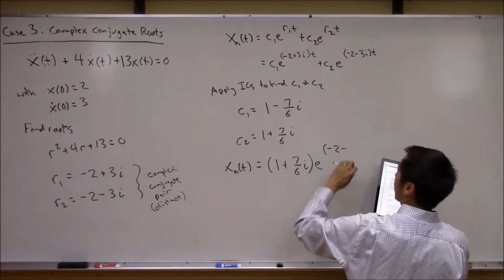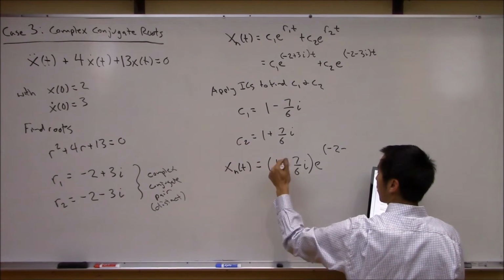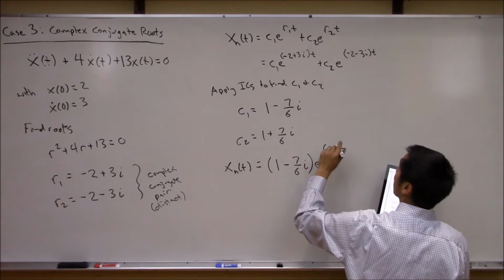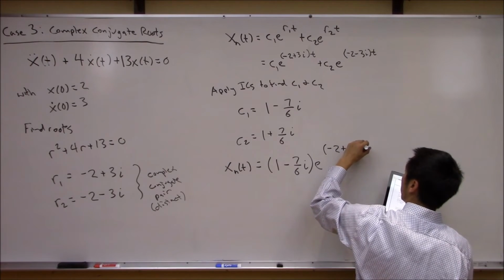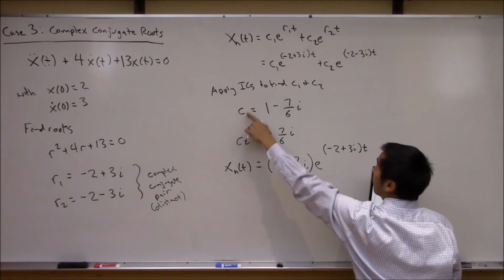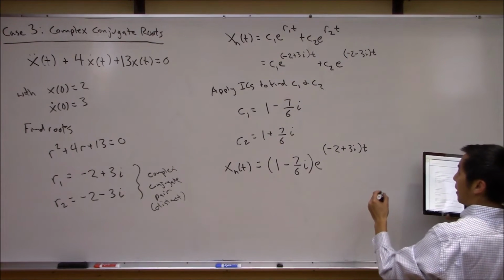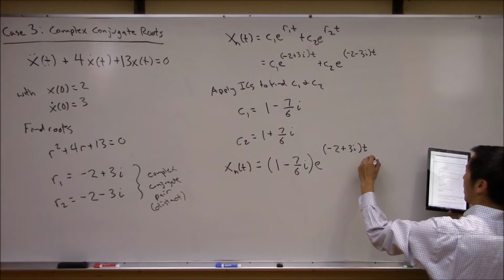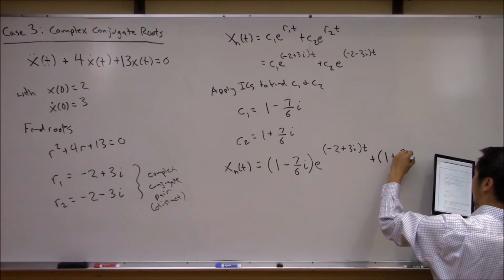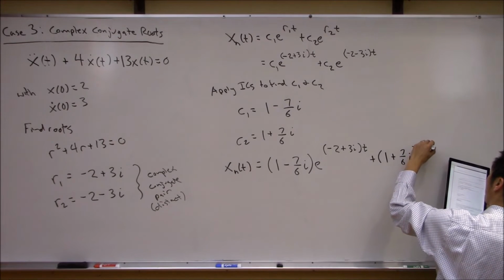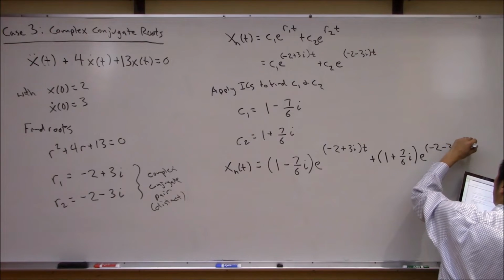Oh, sorry, I'm flipping this. C1 is the negative. Let's do it like this. Sorry, in my Mathematica notes, sometimes it flips things around. Okay, so this is negative 2 plus 3i, times t. You have to make sure that the c1 matches up with the proper root. Okay, this thing plus 1 plus 7/6 i times e^((-2 - 3i)t).